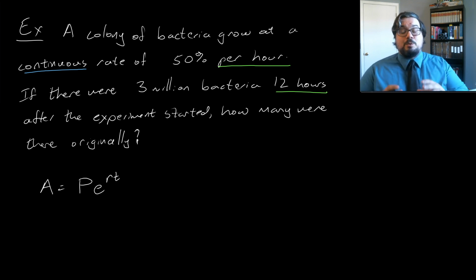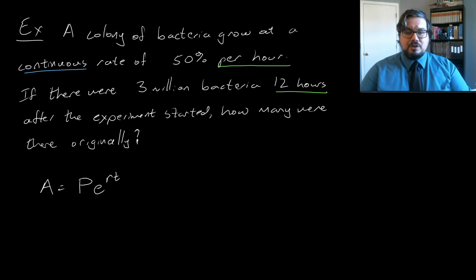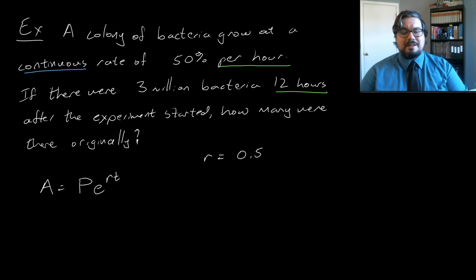We're told that our rate is 50% per hour, and we're told that the time involved is going to be 12 hours. So those match up. In our next example, we'll see one where they don't, and so you can see what sort of conversions you have to do. So in this case, we have that the growth rate is 50%, which we write as 0.5.